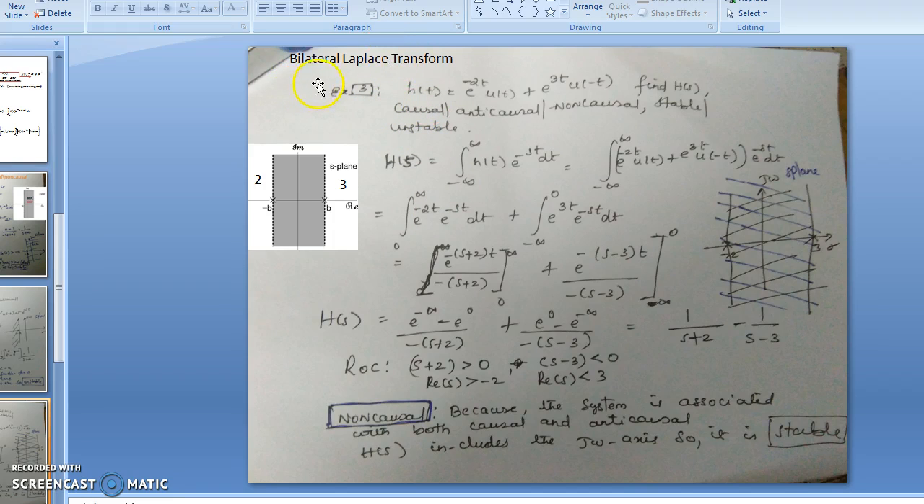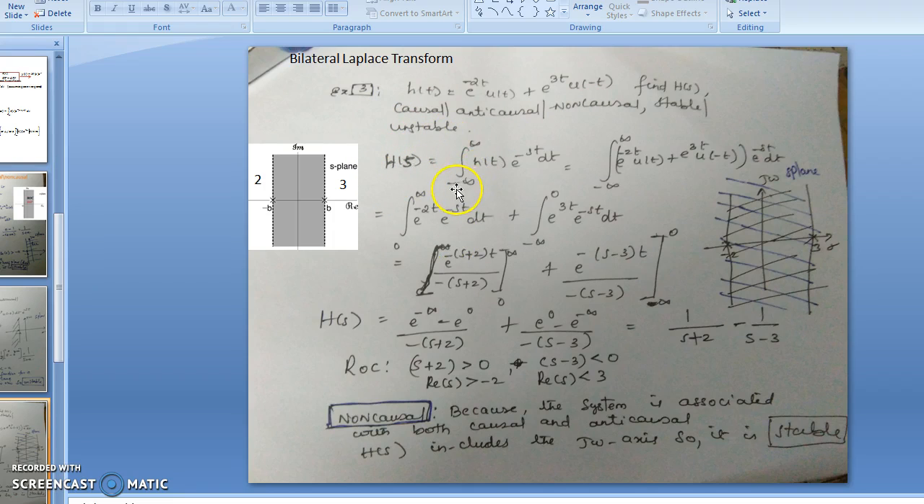Now we will take one example of a bilateral Laplace transform. That is, h(t) is equal to e to the power of minus 2t u(t) plus e to the power of 3t u of minus t. Now in this we'll observe whether the system is causal, anti-causal, non-causal, and also stable or unstable.